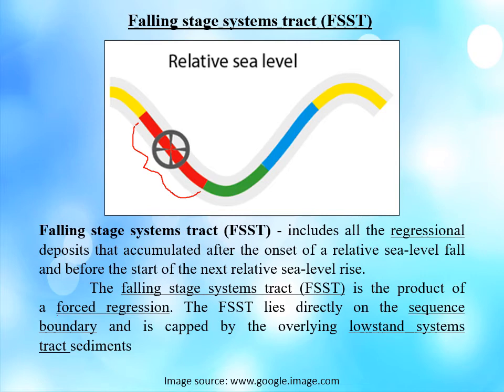As I already told you previously, forced regression is when sea level falls, whatever your sedimentation rate may be. Okay. So this falling stage system tract is bounded in its upper part by HST, this yellowish portion, and in its lower part by LST, this greenish portion.